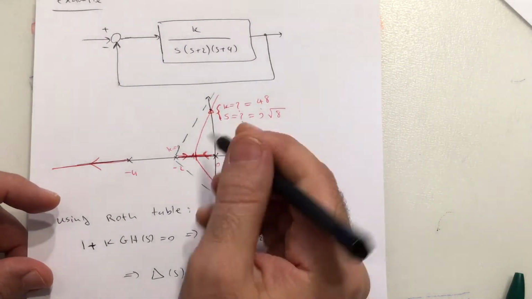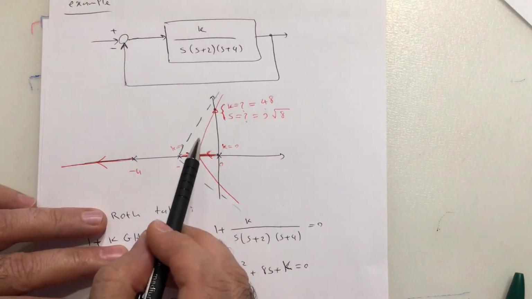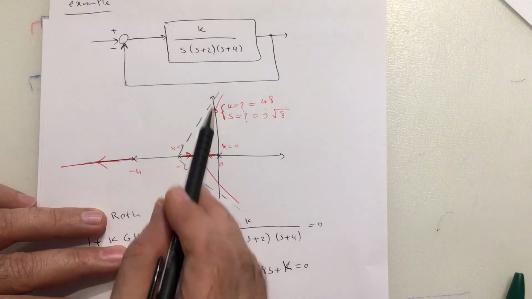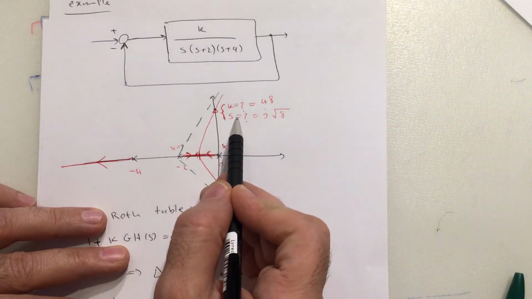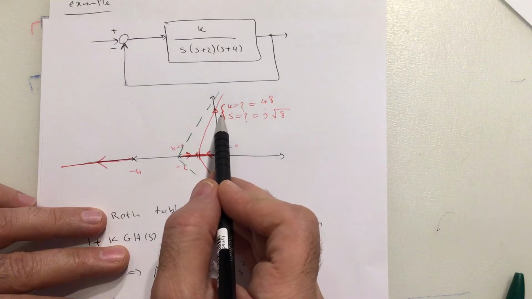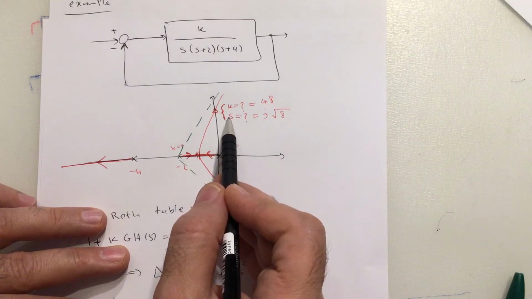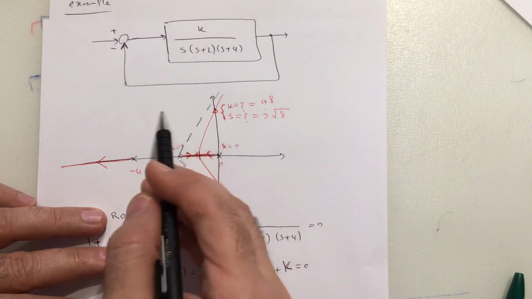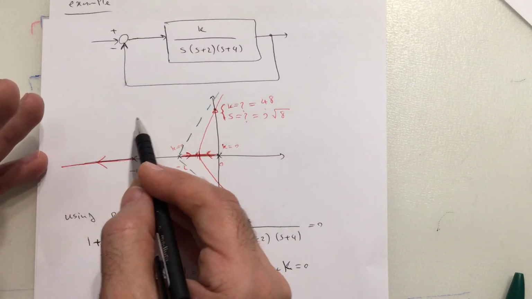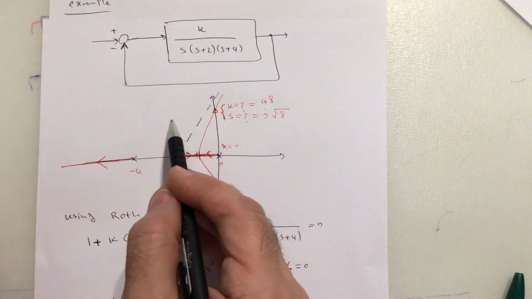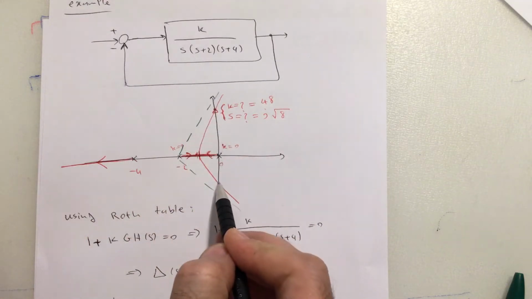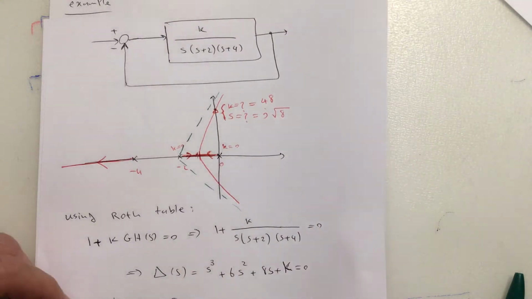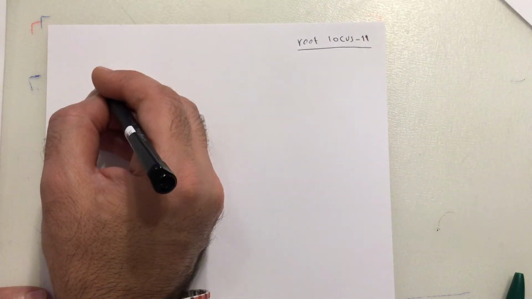If we want to find the j omega crossing using the second method, because we know that when the root locus crosses the j omega axis, S is j omega. So S is not complex anymore, it is pure imaginary, which means that in general S is alpha plus j beta, but here we know that alpha is 0 because it is on the imaginary axis, so it is j omega.